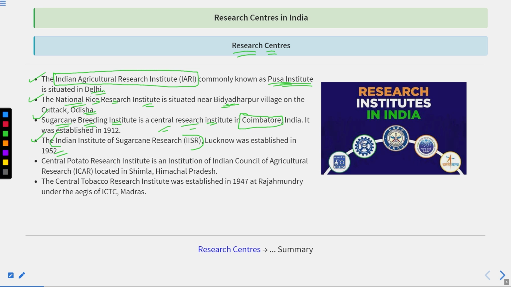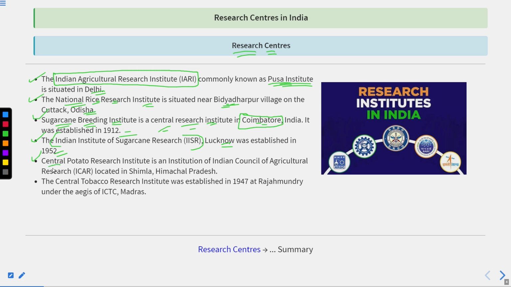That's why I told you in the starting, whatever we will cover in this particular lecture, all the things will be more or less static. There is no theory that you could see here. This is static. Sugarcane Breeding Institute, dedicated to breeding, Central Research Institute at Coimbatore, 1912 establishment. Indian Institute of Sugarcane Research, General Institute, Lucknow, established in 1952. No theory, only points to be covered.